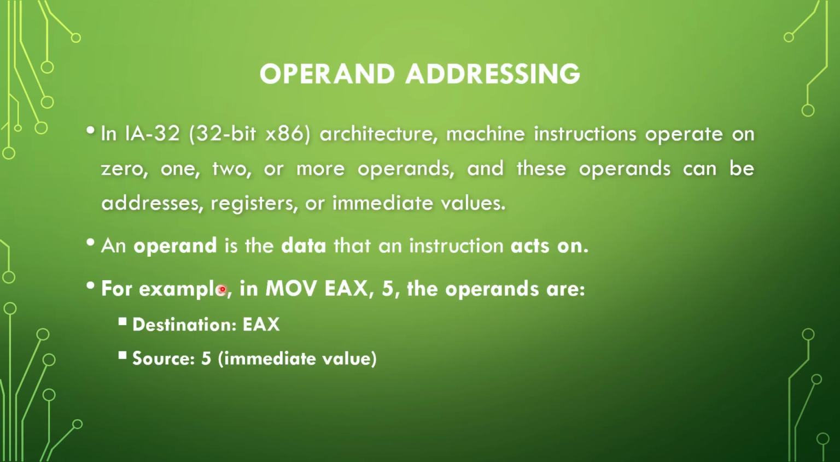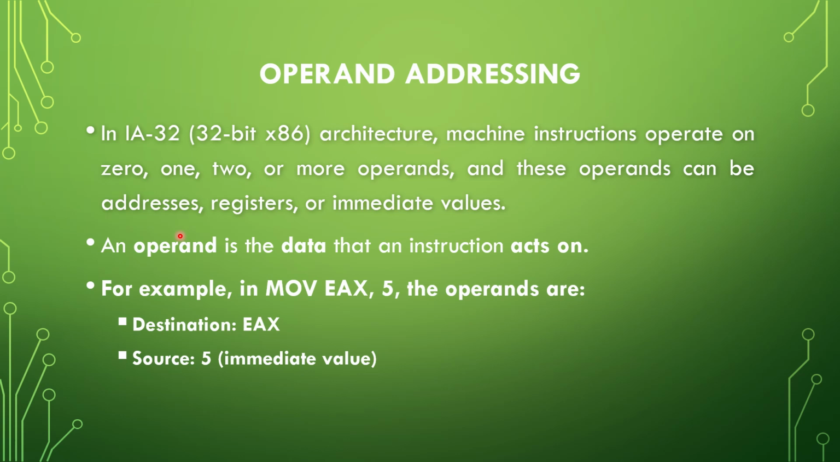The first topic is operand addressing. In Intel 32 architecture, machine instructions operate on operands, either 0, 1, 2 or more. And these operands can be either addresses, registers or immediate values. So what is an operand? An operand is data that an instruction can work on.